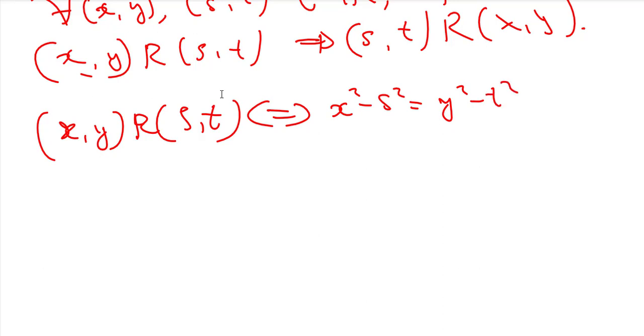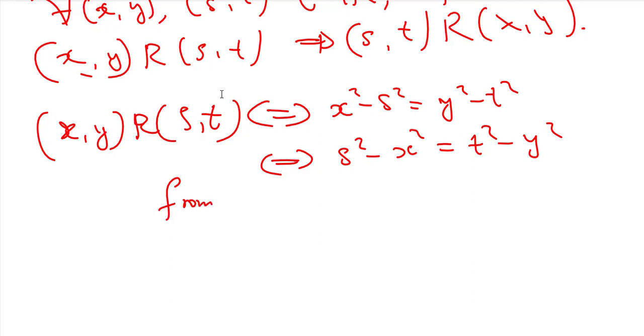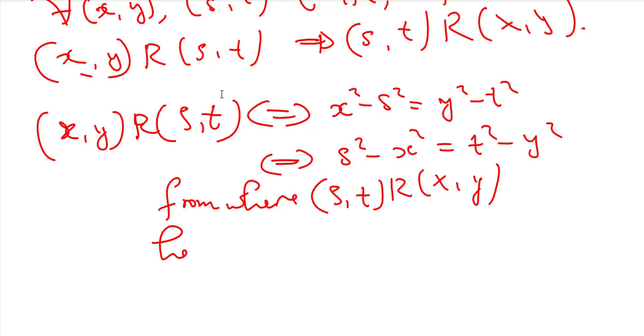Now we are supposed to show that (s, t) is in relation with (x, y). So what does this imply? If I multiply all through by a negative sign, what do we have? It means we are going to have s squared minus x squared equal to t squared minus y squared. From where (s, t) is in relation with (x, y). Hence, R is symmetric.